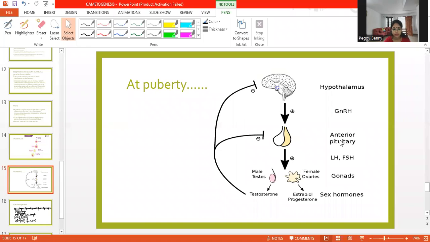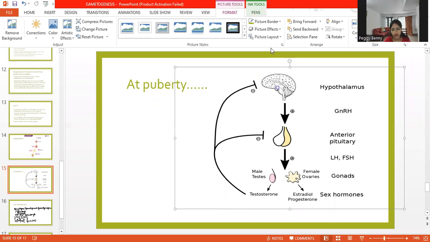So at puberty, what happens is the hypothalamus secretes a hormone known as GnRH, gonadotropin releasing hormone, which activates the anterior pituitary to release two types of hormones, that are LH and FSH. So LH is nothing else but the peaking up, or the sudden increase in the amount of luteinizing hormone, which results in the LH surge.